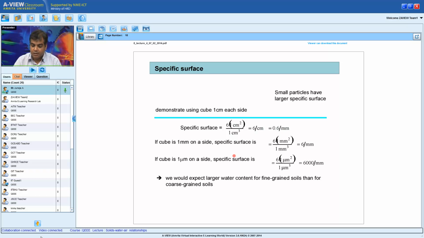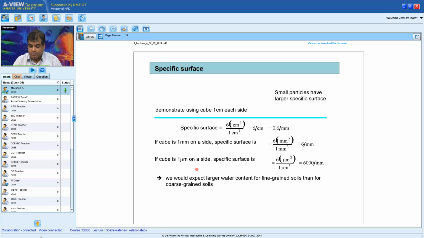If I look at this, it comes out to be 6 per centimeter or 0.6 per millimeter. If I go down, and the cube is now 1 millimeter each side, remember going down is in fact reducing the particle size. I'm looking at an analogy such that the cube is analogous to the particle size, and going down the cube, smaller the particle size. Let's look at the specific surface. I have now 6 times 1 millimeter square, that's the area, over volume which is 1 millimeter cube. Now the specific surface which was 0.6 now comes to 6.